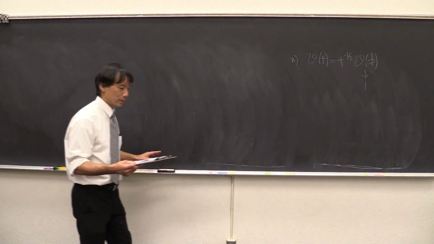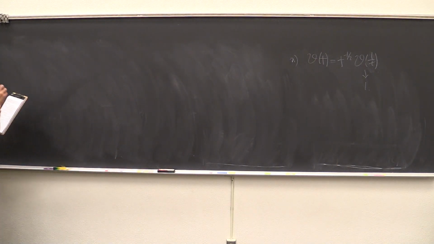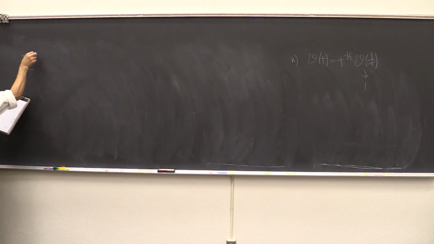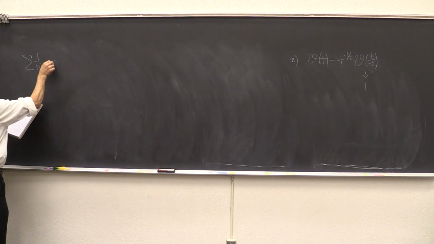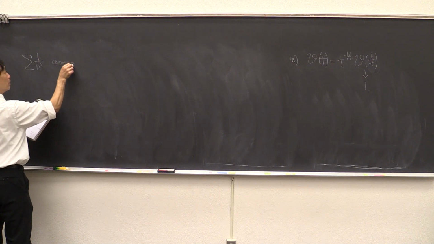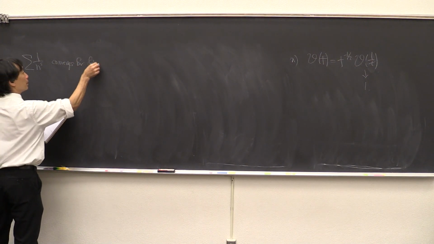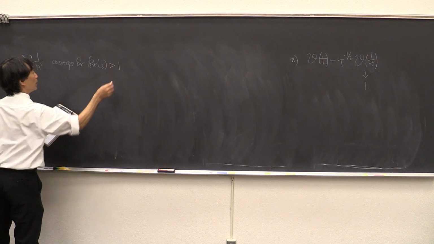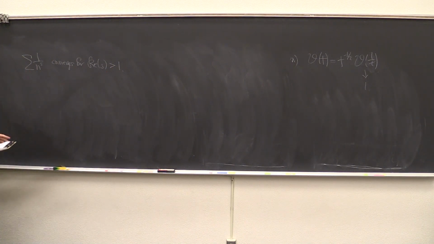Okay, so let me go backwards a little bit. We showed that this expression converges when the real part is bigger than 1, so that the zeta function makes sense on the half plane from 1 onwards.